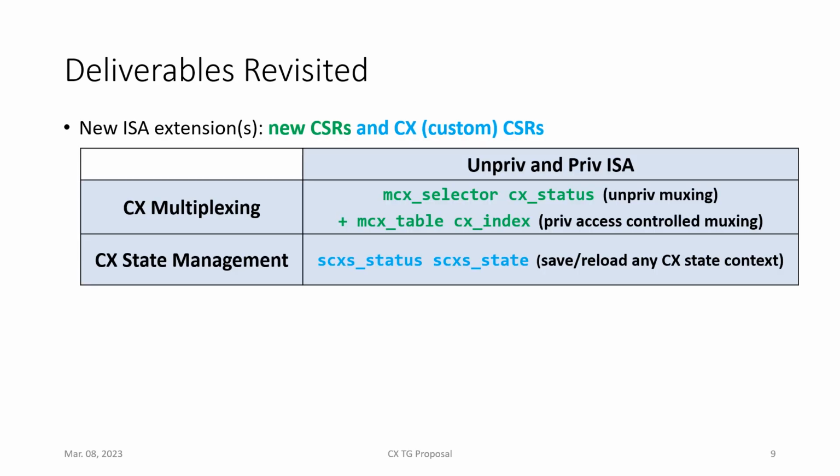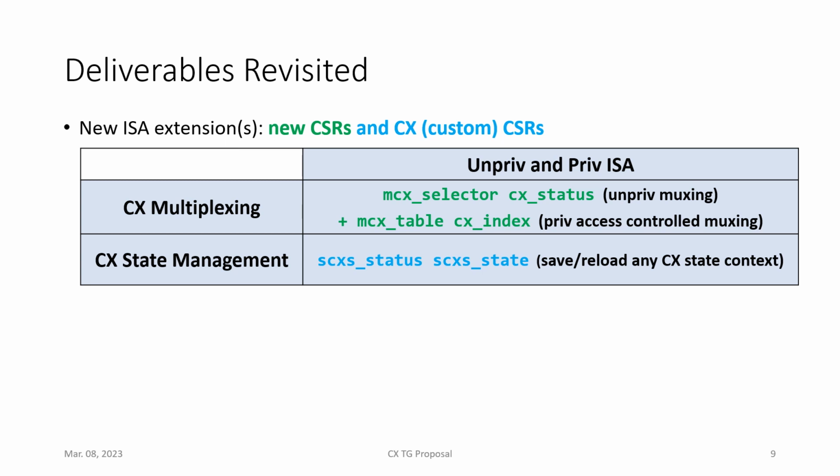This slide recaps the proposed task group deliverables, ISA extensions, and new software and hardware interfaces. In our current design, the ISA changes are minimal: 0 new instructions, 4 CSRs and 2 custom CSRs, and of course, there are changes to custom instruction and custom CSR accesses. 2 new CSRs provide basic composable extension multiplexing for conflict-free custom opcodes and conflict-free CX CSRs. 2 more enable privileged code to grant or deny user access to specific CX state contexts.